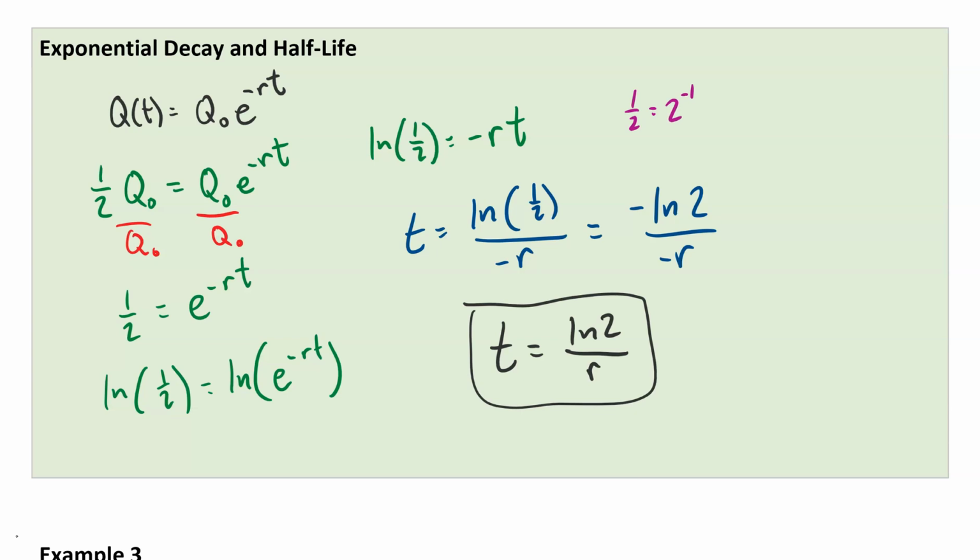But let me acknowledge that we're taking R to be a positive value, and in our formula including a negative sign to indicate that we're talking about exponential decay.